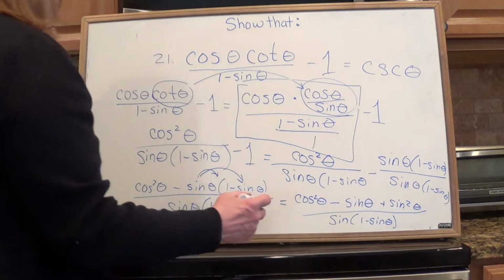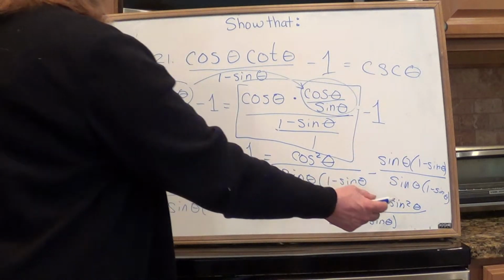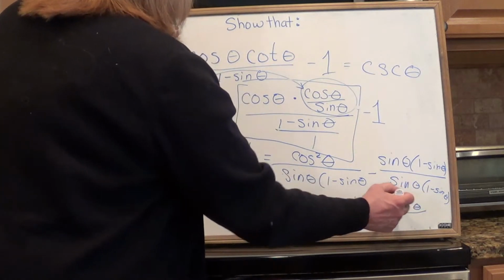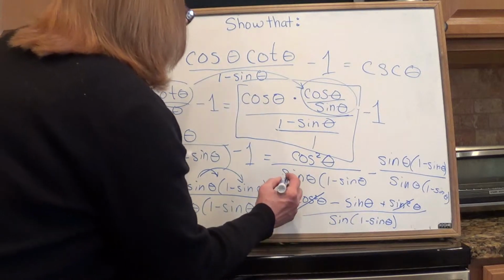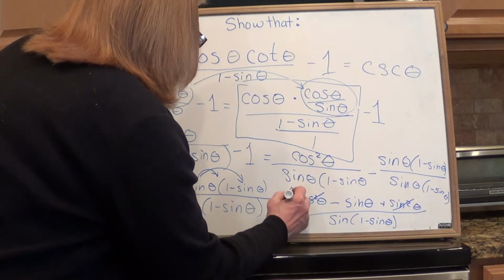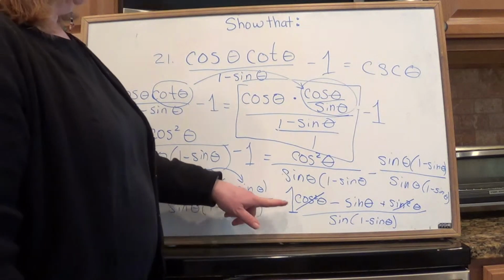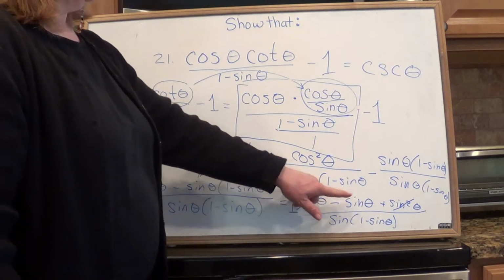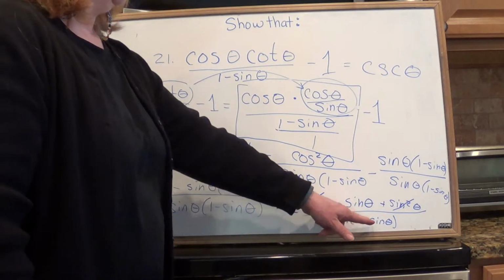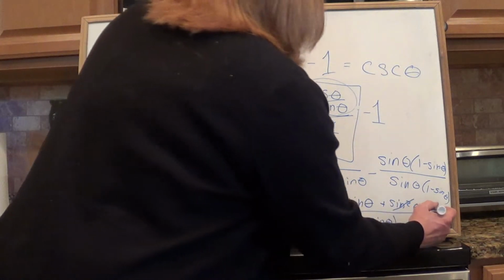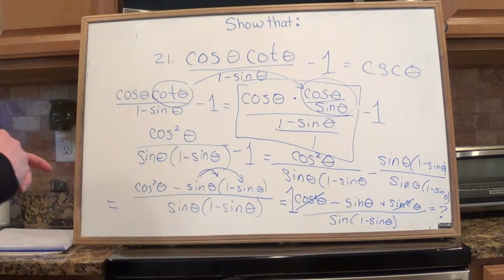And right here I see cosine squared and sine squared. So whenever I see sine squared and cosine squared, I can replace them with a 1. So cosine squared plus sine squared is 1. So now I have 1 minus sine theta over sine times 1 minus sine. So I'll let you finish and see if you can get it all the way to the end.